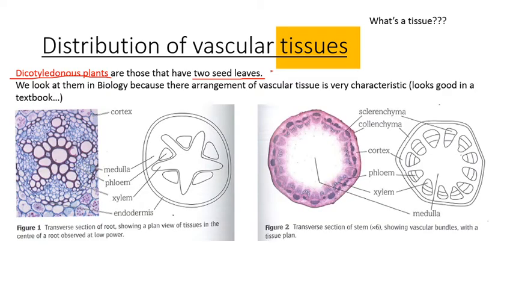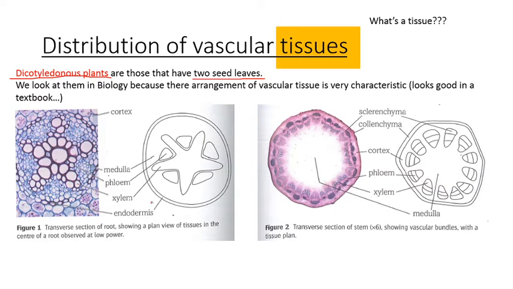So these are just the pictures from your textbook. This is a root of a dicotyledonous plant, and this is a stem of a dicotyledonous plant. There's also ones for the leaf as well.